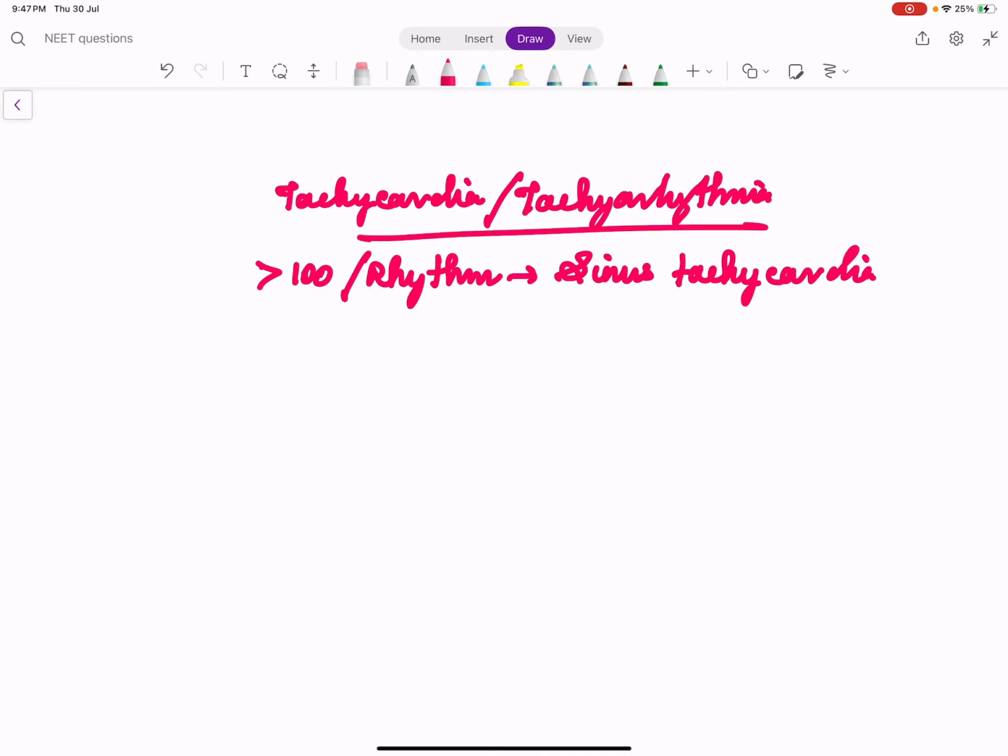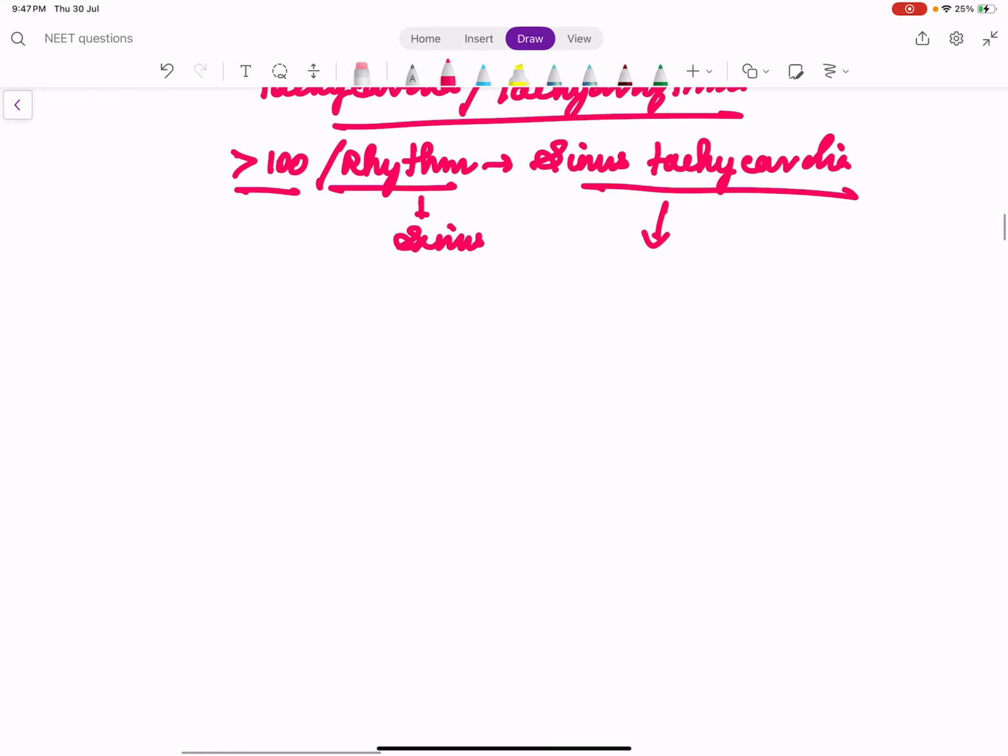Only when ECG changes occur, when a P wave is dropped, we call it a sinus nodal disease or a sinus pause. When PR is prolonged, we call it AV nodal block. So likewise, when heart rate is more than 100 but rhythm is sinus, we call it sinus tachycardia. Usually sinus tachycardia is physiological. It can occur in fever, in hyperthyroidism, and following exercise.